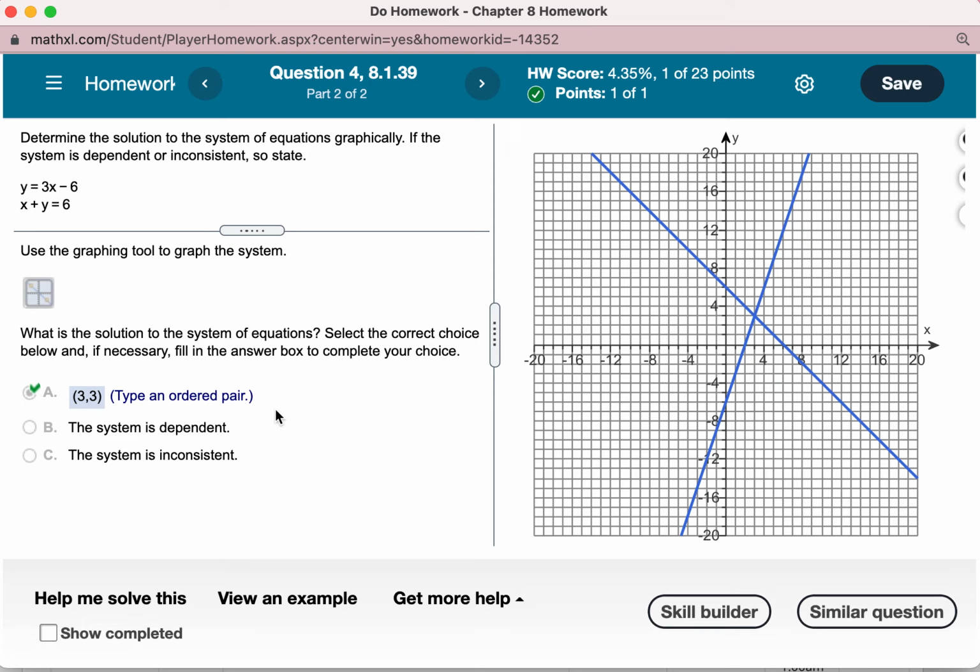It'd be dependent if you graph both of those lines and they were actually just one line on top of one another. It'd be inconsistent if you graph both of those lines and they were parallel because they would never have a solution. They would never cross.